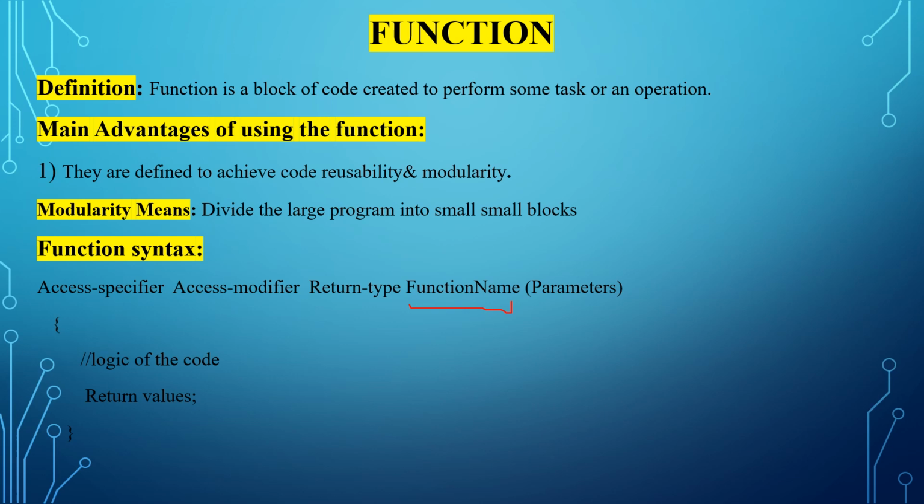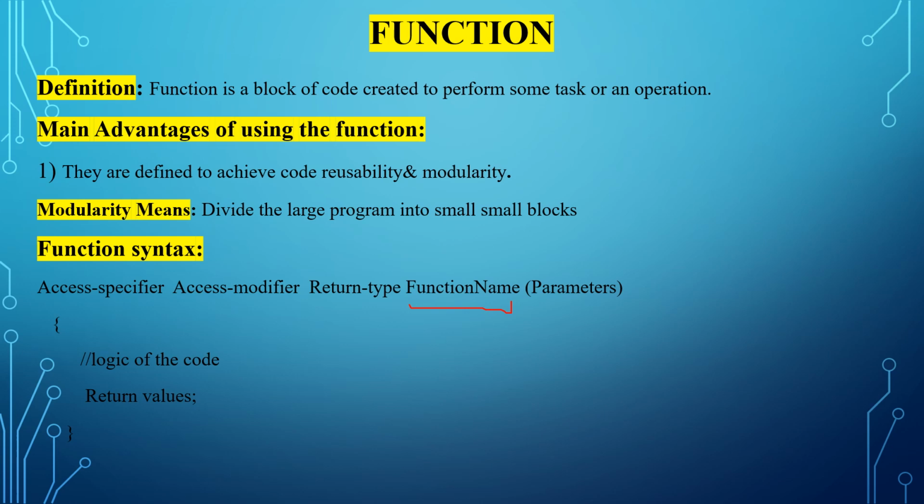code reusability and modularity. Code reusability means once you write the code in a function in our program, we can reuse that function, that method. One more thing is modularity. Modularity means dividing a large program into small blocks. The main use of modularity is that we can easily trace that function or that program.